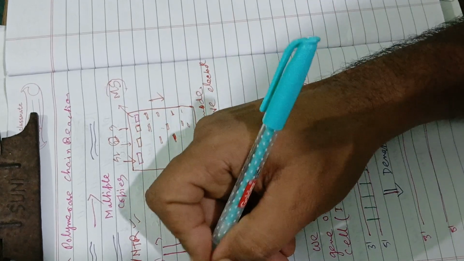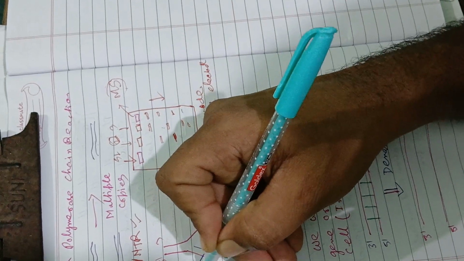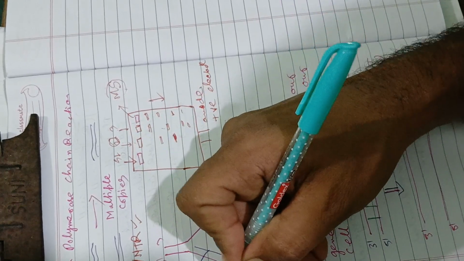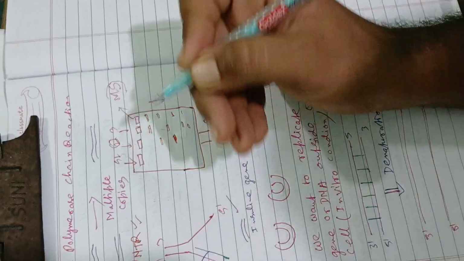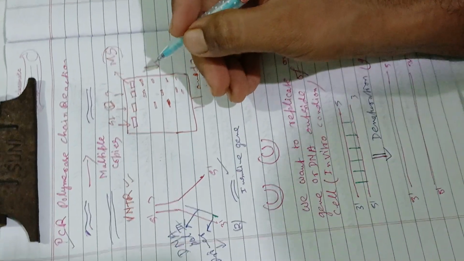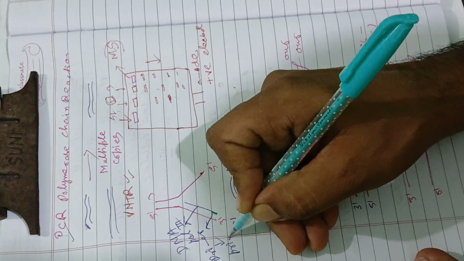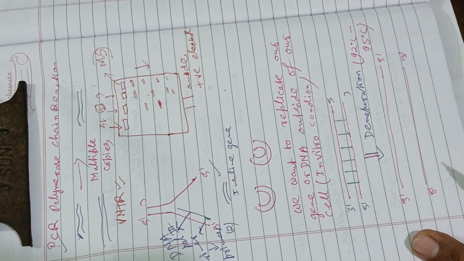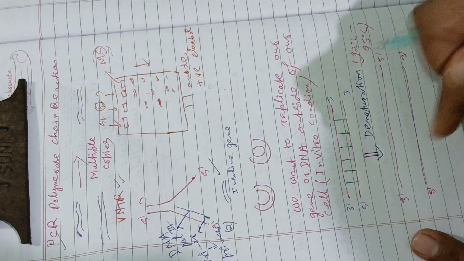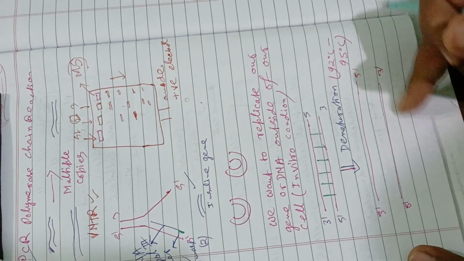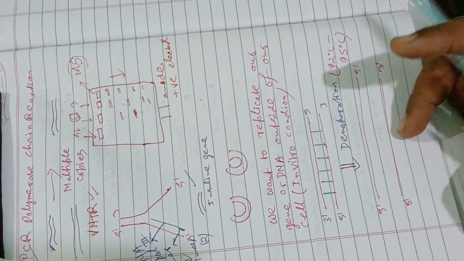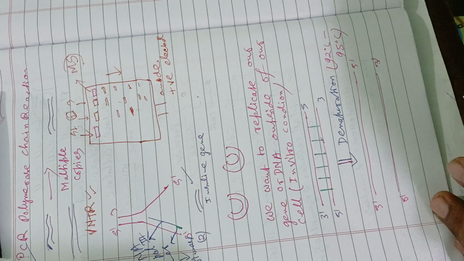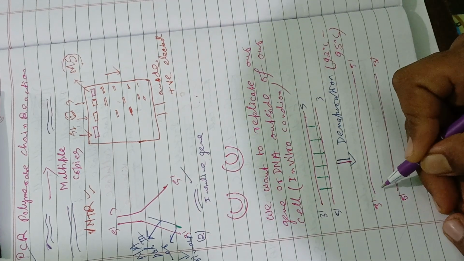This is the function of DNA polymerase 3. First function, this is the primer, and this primer is produced by the primase enzyme. Same thing we have to apply here because replication is going on here. So first we have to add the primer.